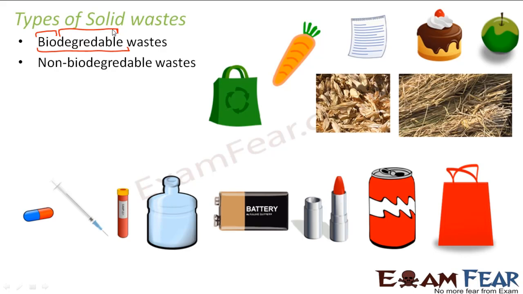So if there are some waste products which can be broken down by living organisms, they are called biodegradable wastes. On the other hand, if the waste materials cannot be broken down by any living organism, they are known as non-biodegradable wastes. So these are the two categories of solid wastes. Now we will understand each of them in detail. So here you can see a picture of some examples of biodegradable wastes and some non-biodegradable wastes.